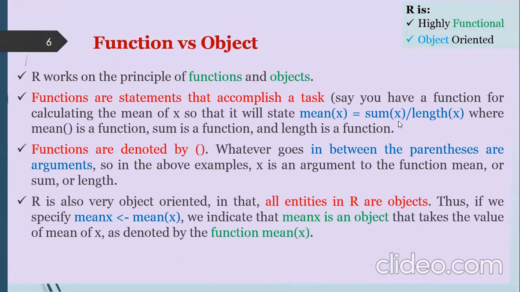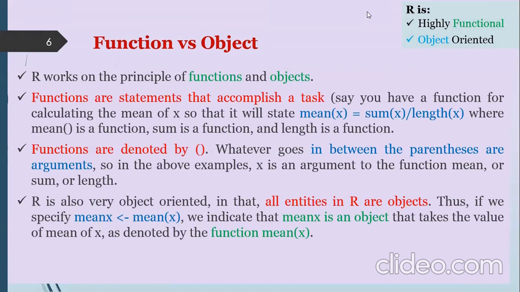Yes, sir. Okay, and here that is mean of x. Now we are defining something like mean x. So this is now an object. Mean x is equal to mean of x, and this is now the function. So mean of x is equal to, we have to take the average of x. Mean x is the word, not the mean of x. We indicate that mean x is an object.